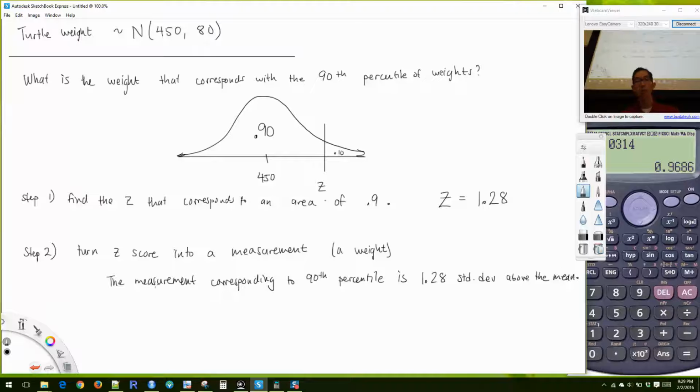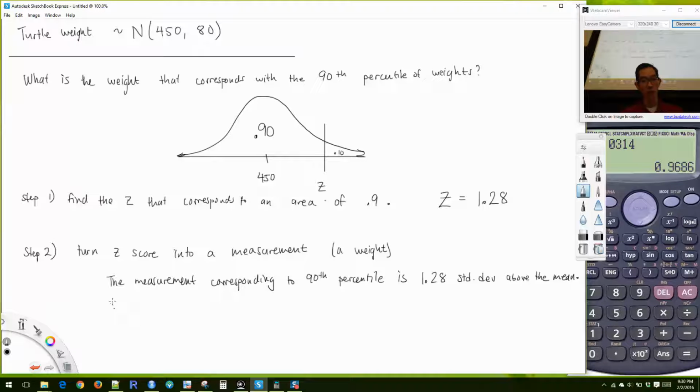Okay, this is from the definition of a z-score, right? So the measurement corresponding to the 90th percentile has a z of 1.28. What that means is that the measurement corresponding to the 90th percentile is 1.28 standard deviations above the mean. Okay? So how do we solve for what x is?